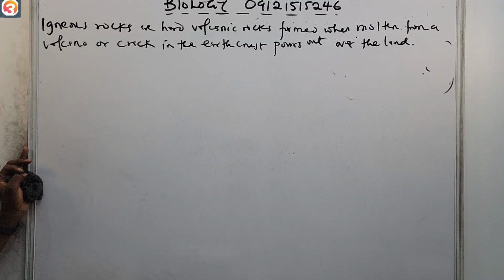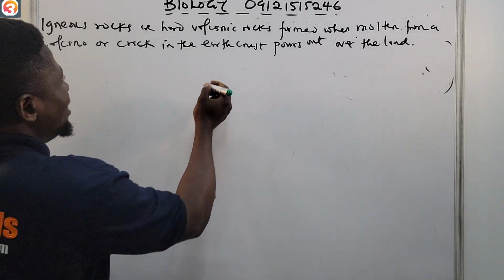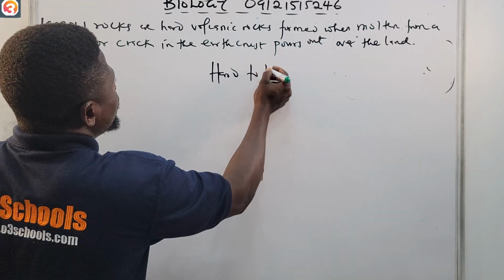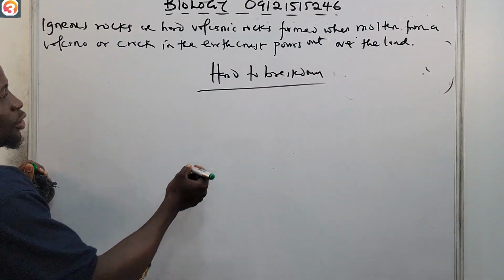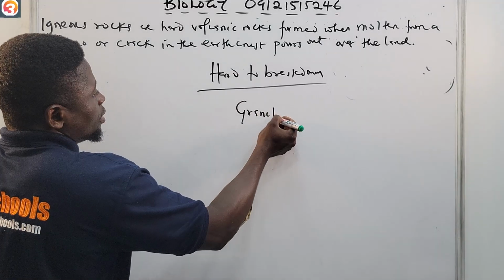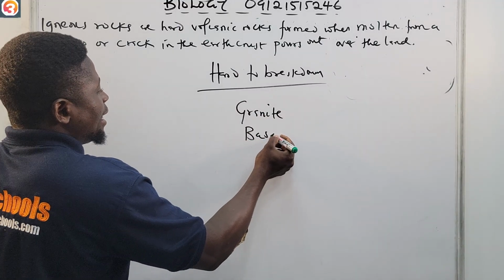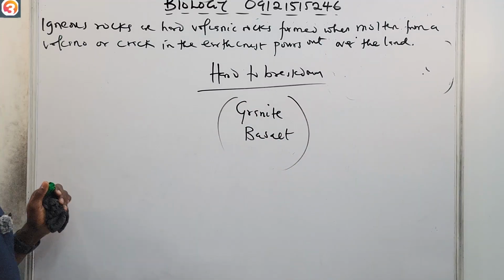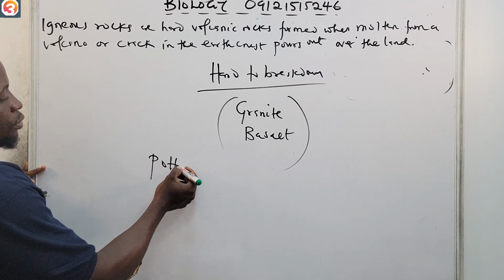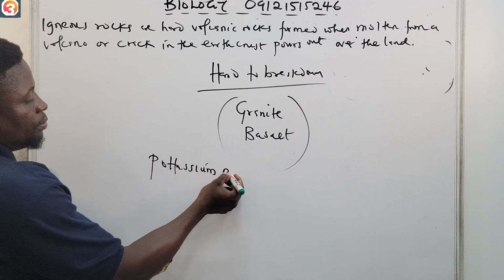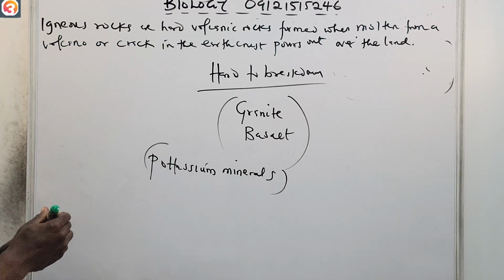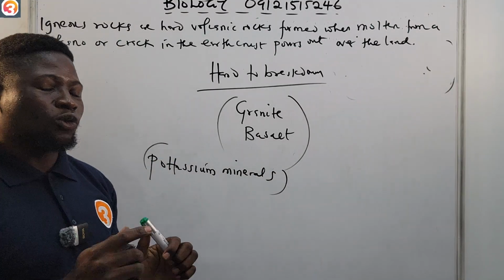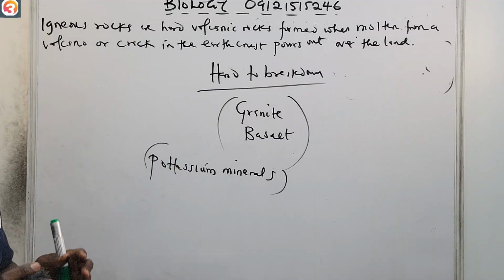Okay, so those are igneous rocks. Like I said, they are very, very hard to break down. They are the ones that give rise to granite, and the ones that give rise to basalt, which are very rich in, like I said, potassium minerals. Please take note of that. So igneous rocks are difficult to break down.